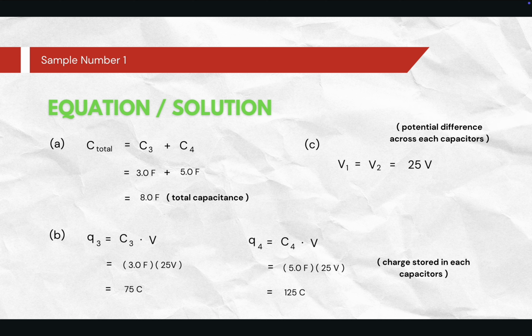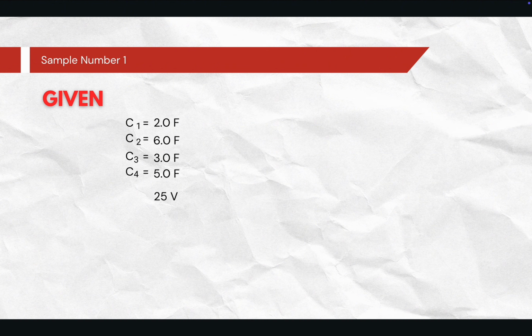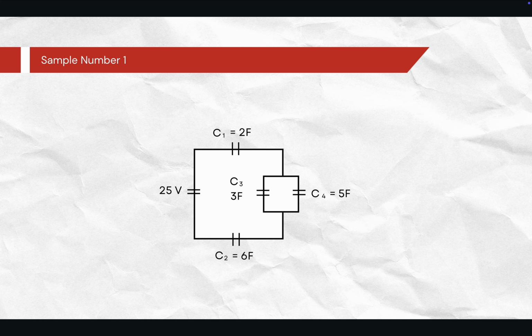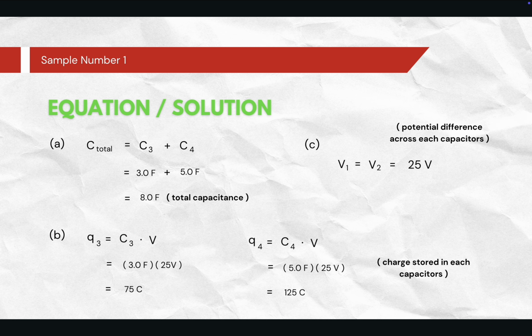Next is the charge stored. Parallel ulit. Since ang parallel kasi sa given is yung capacitor number 3 lang and number 4. Capacitor number 3, i-times natin dun sa given na volt. 3.0 F times 25 volts is equal to 75 C. Tapos yung capacitor number 4 naman, times natin dun sa given na volt is 125 C. Ang potential difference is V sub 1 is equal to V sub 2 is equal to 25 volts. 25 volts is yung given na volt.